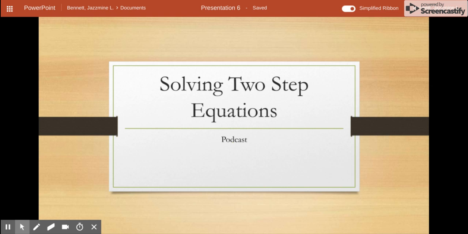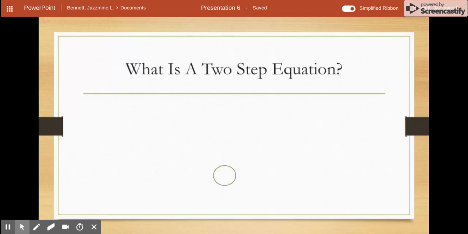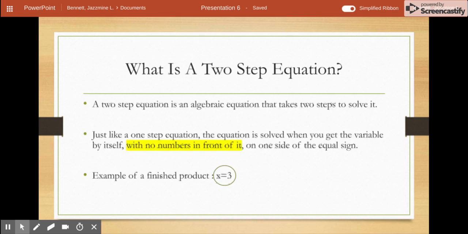Previously you learned how to solve one-step equations, and today we're going to take it one step further and solve two-step equations. So, what is a two-step equation? A two-step equation is an algebraic equation that takes two steps to solve. Just like a one-step equation, the equation is solved when you get the variable by itself with no numbers in front of it on one side of the equal sign. For example, x equals 3.